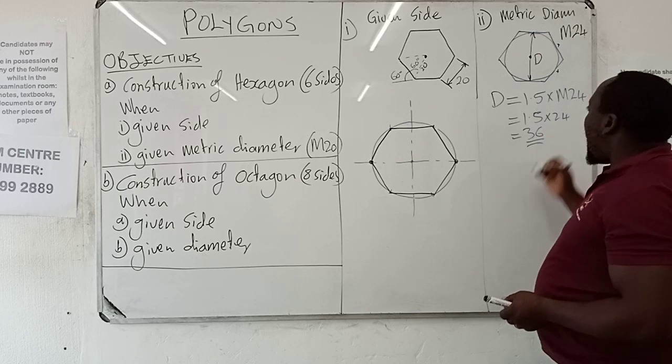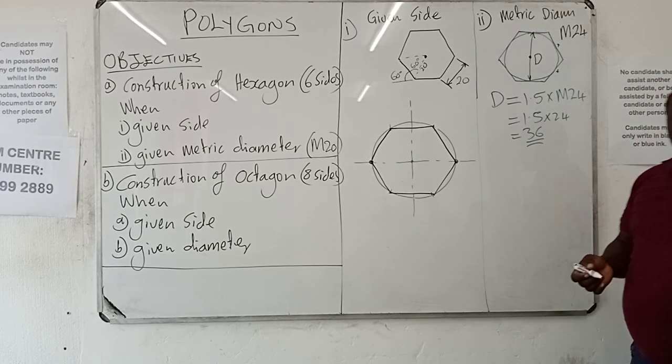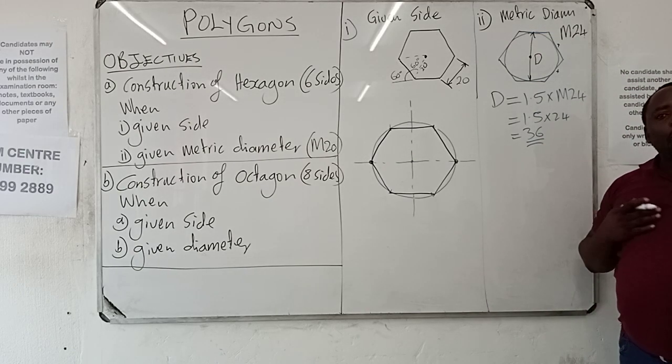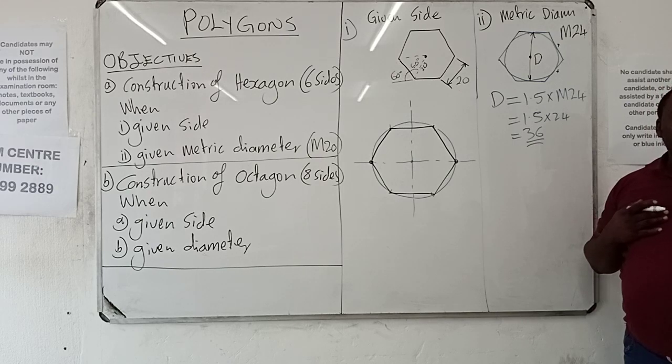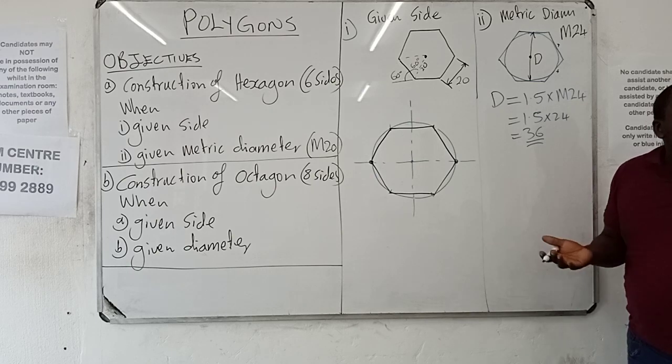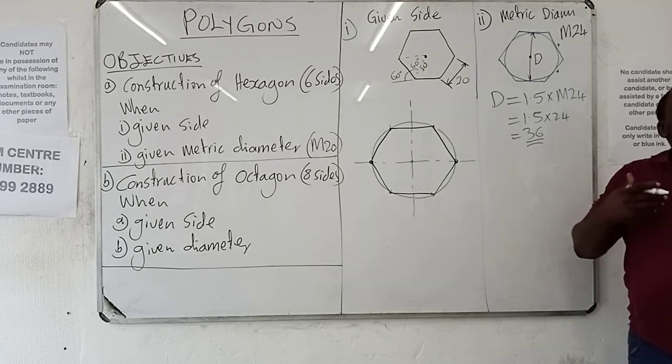36. Now, how do you draw? You have 36. How do you draw? Definitely you start with what? Because that's what you have. Start with what you have.